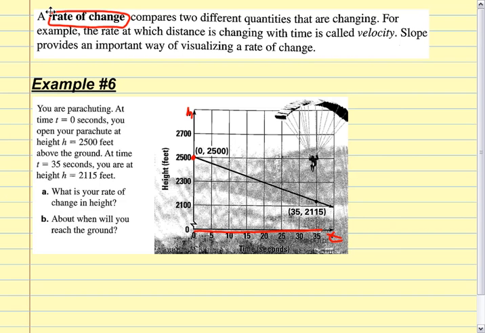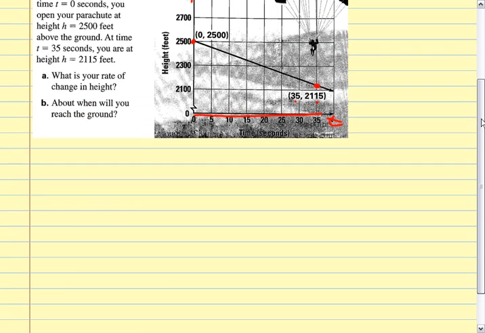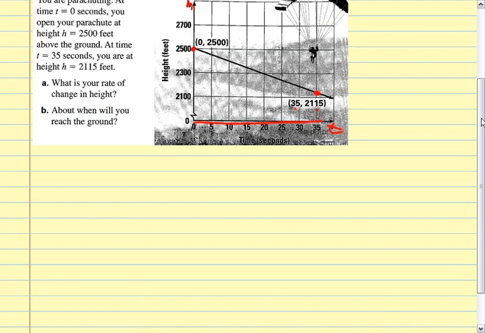At time 35, or t equals 35 seconds, you're at a height of 2,115 feet. T equals 35, height equals 2,115. Okay. What is your rate of change in height? Simple. Rate of change is slope. Take the coordinates from one point and use the coordinates for the other to find out what the slope equals.